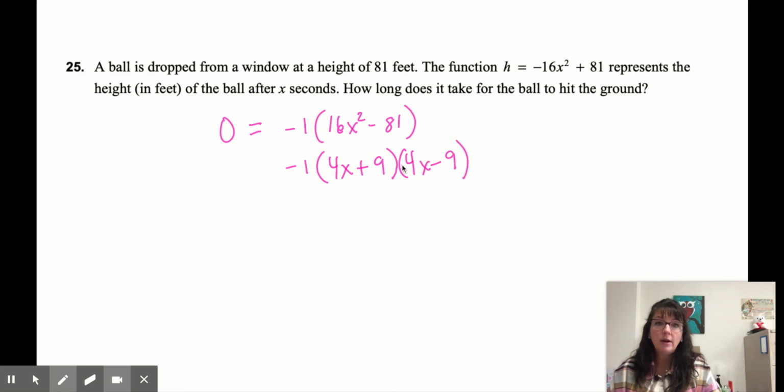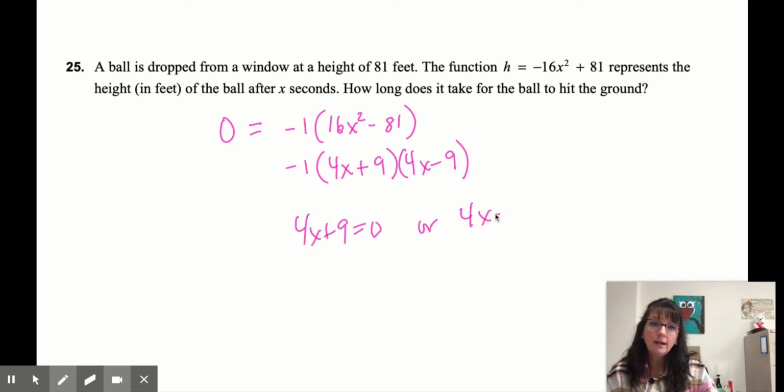Remember one of these. Now, I could have just simply added 81 to both sides, divide by -16, solve for x. But why not do it this way, just for fun, to show you the relationship and how it all connects to everything we've been doing since chapter 7. So either 4x plus 9 equals 0 or 4x minus 9 equals 0. So we would subtract 9.